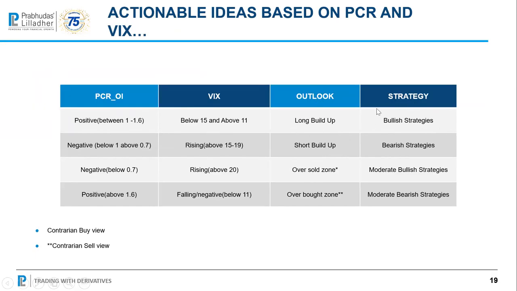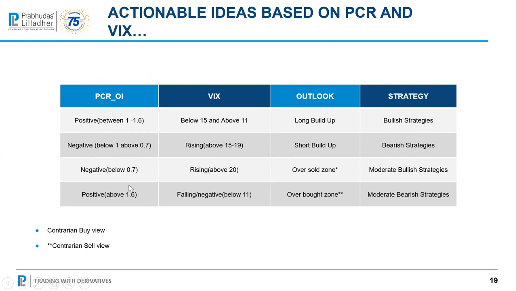That means we should be having bullish strategies. Bullish strategies will also cover all the strategies now. When PCR is negative, that is below 1, and VIX is rising, then it is bearish strategies, and we have to go for all the option strategies that can help us with negative views.